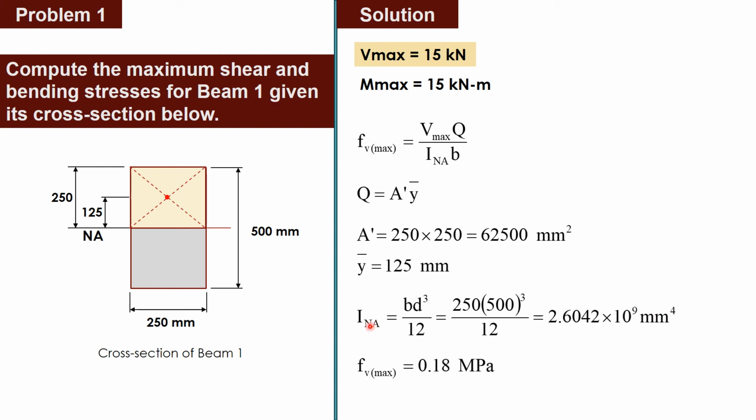Then if you will substitute all of this here, so you will get the maximum shear stress to be 0.18 megapascals. So this is the same value that we got using the formula for maximum shear stress for rectangular section. If you will consider the area below, kasi maximum naman yan, so you will get exactly the same. You will get the same area, the same centroid, or bar Y, and of course the same INA, so you will get the same value of maximum shear stress.